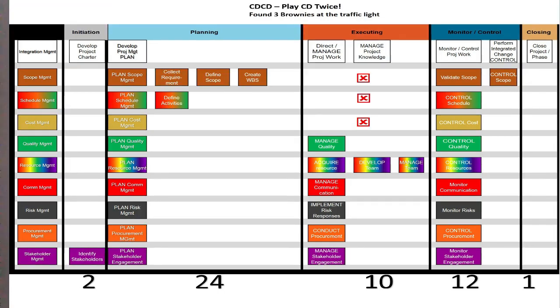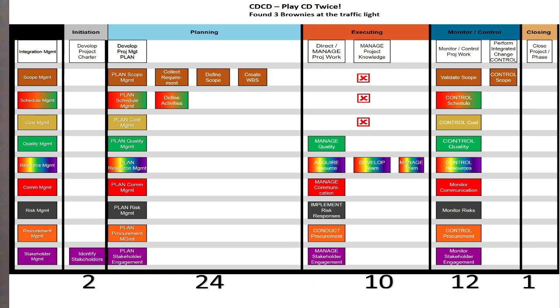Now let's come to planning. Right, so planning, let's use this word play CD twice. CD, play CD twice. Alright, so and you can use the word to remember, yeah? Found 3 brownies at the traffic light. 3 brownies, right? So brown is basically talks about scope management. There are 3 items that you got to fill up there, 3 brownies.